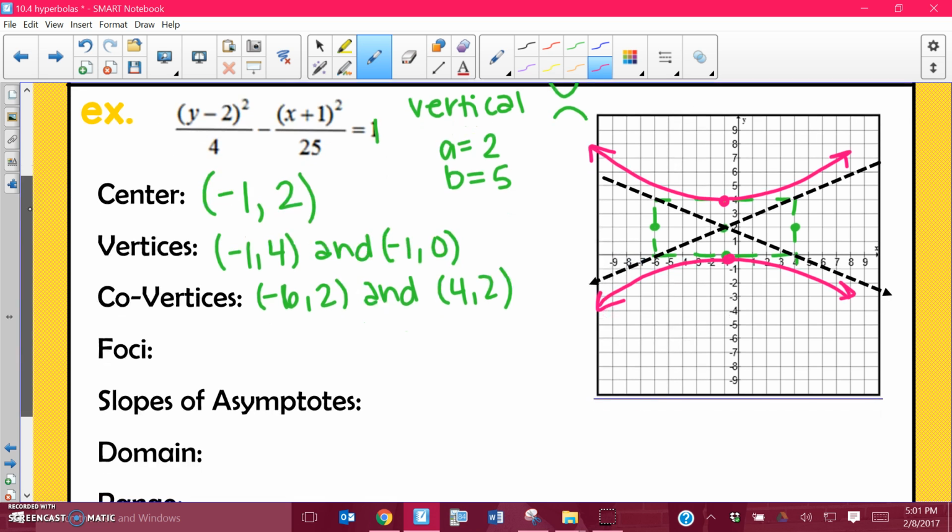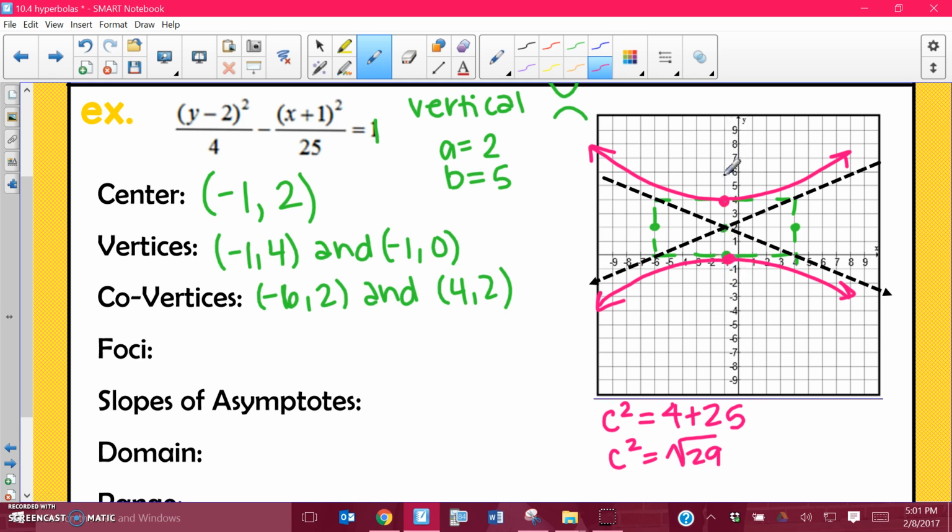So I know my foci are going to be inside this branch of my hyperbola. In order for me to find c squared, that's a squared plus b squared, so 4 plus 25. This is a lot uglier than my other one is. So I'm going to go and think logically what would happen here.